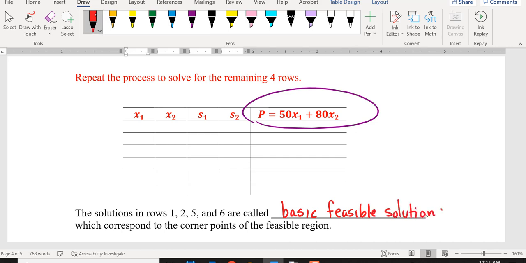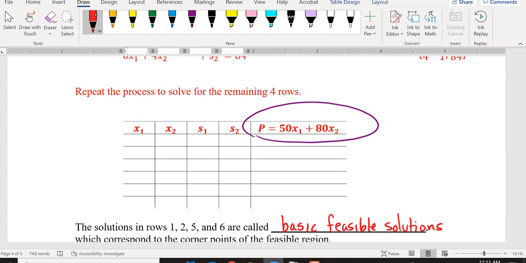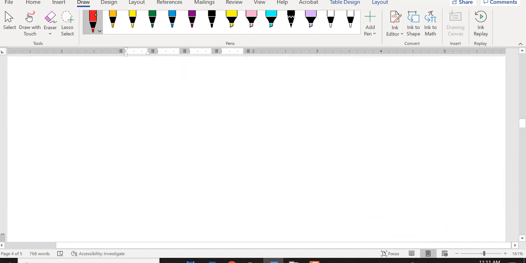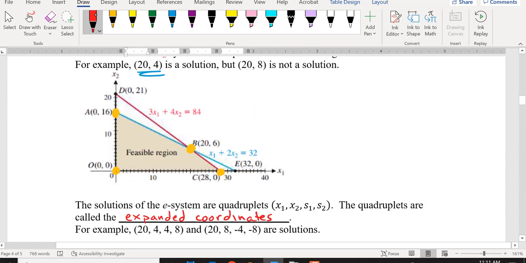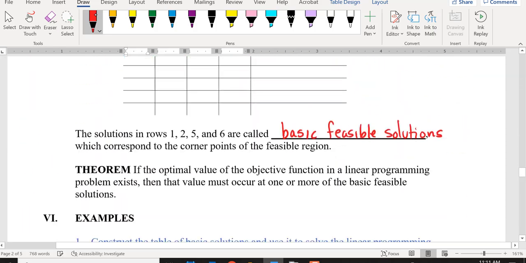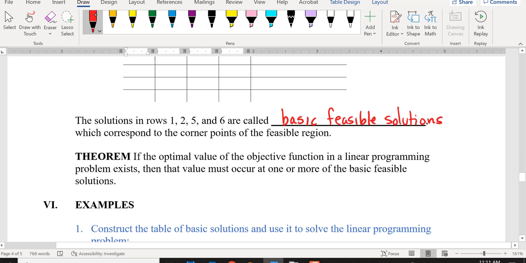They correspond to the corner points of the feasible region. Oh, wait a minute. You mean those are these corner points over here? They correspond to those 4 corner points? Okay. There's a theorem: if the optimal value of the objective function in a linear programming problem exists, then that value must occur at one or more of the basic feasible solutions. Cool.